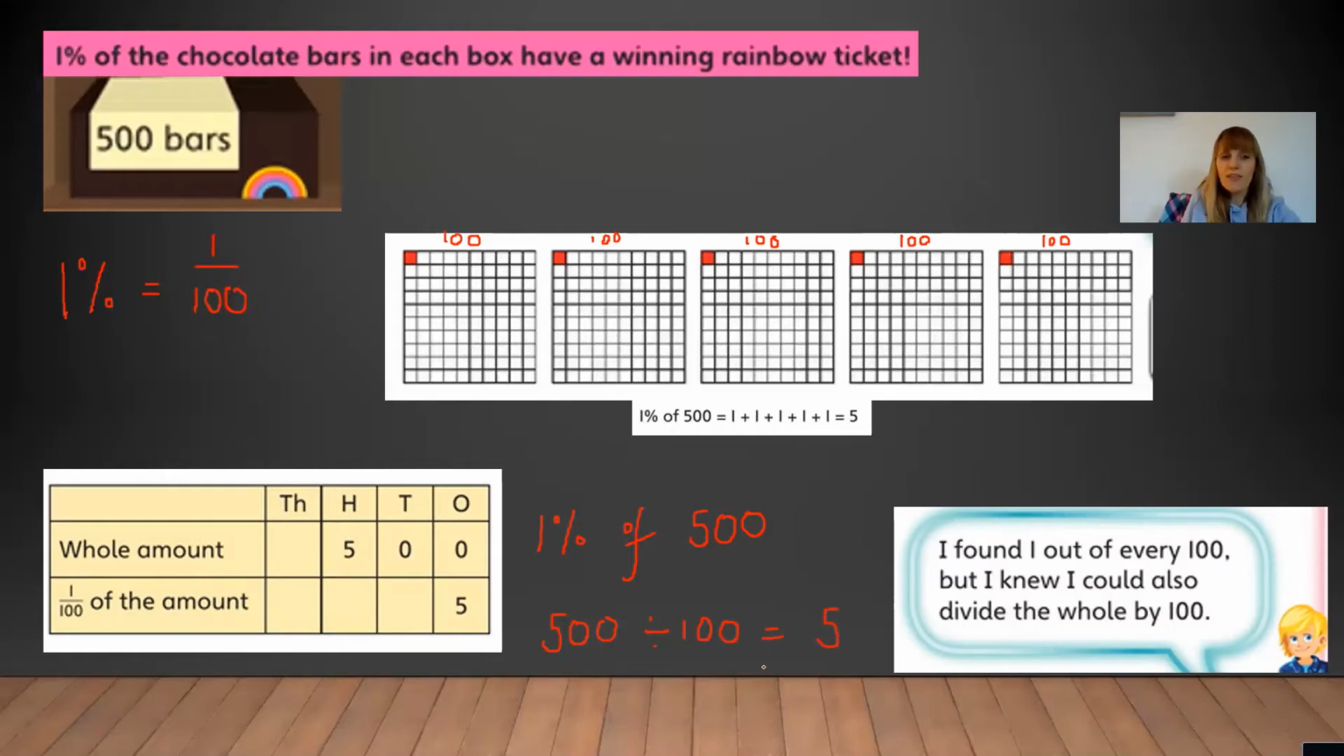So I know that in this box here that contains 500 bars, 5 of those bars of chocolate will contain a winning ticket.